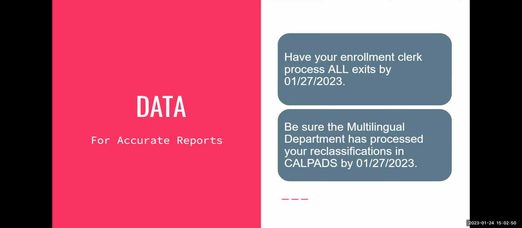The other item is to make sure that any of your reclassifications have been completely processed and approved from the multilingual department. Both of those items should take place by this Friday, and the reason for that is because it takes approximately anywhere from 12 to 72 hours to make sure that all the systems are in alignment with the data and that your LPAC summative rosters are accurate.